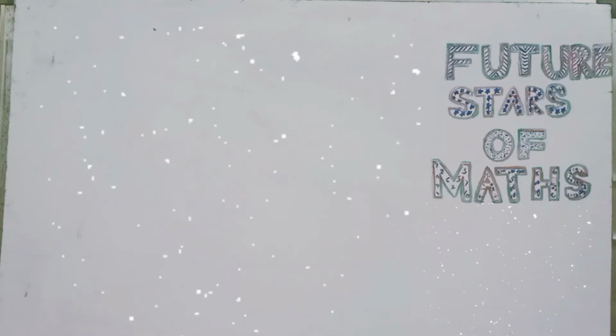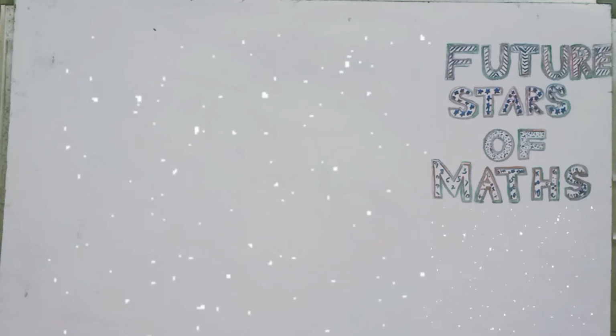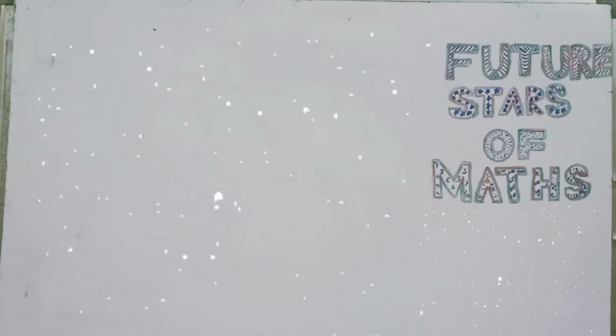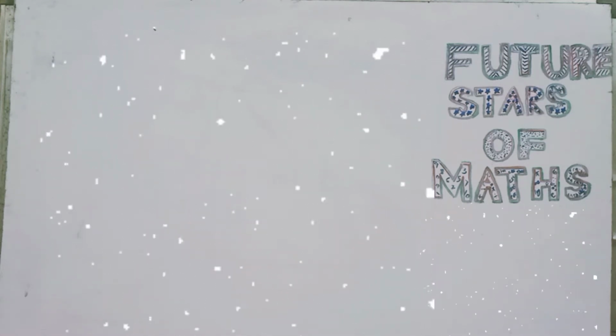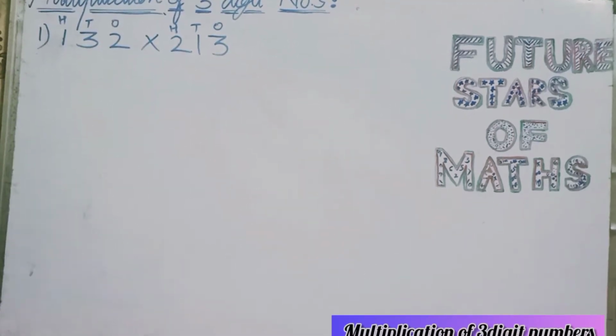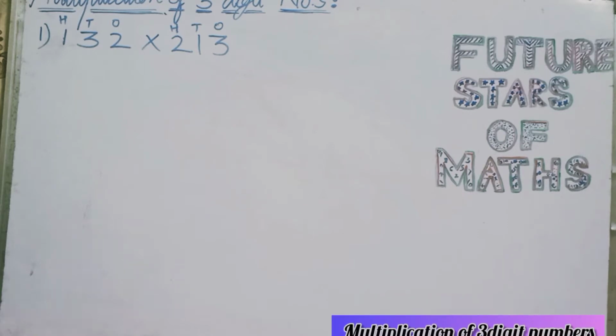Now that you are all perfect in doing 1 and 2 digit multiplications using the Japanese trick, first I would like to show you all how to multiply a 3 digit number using this trick. Multiplication of 3 digit numbers. Let me show you this with a few examples.